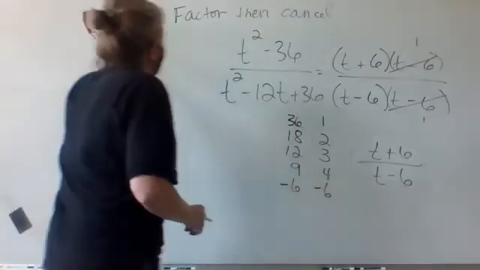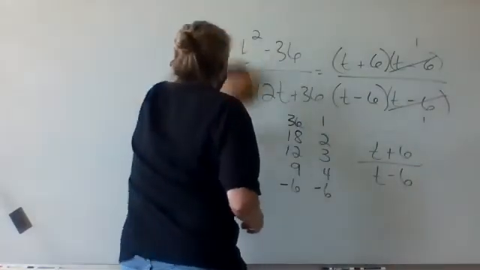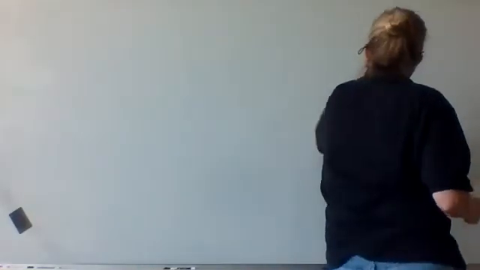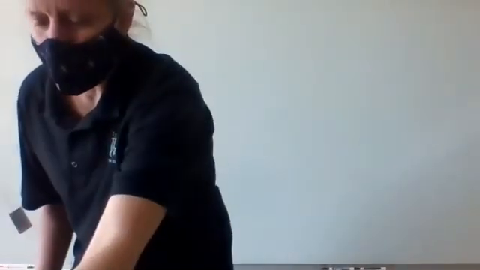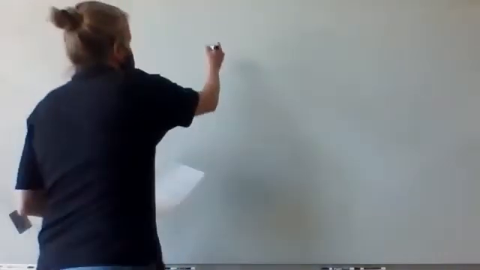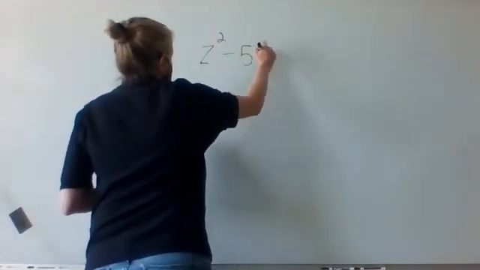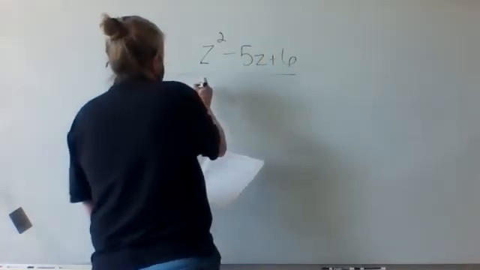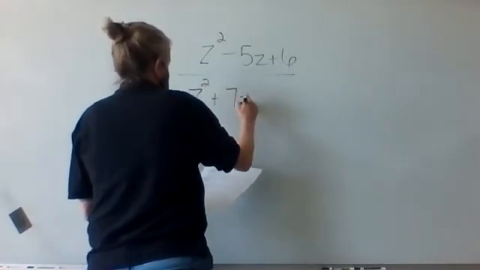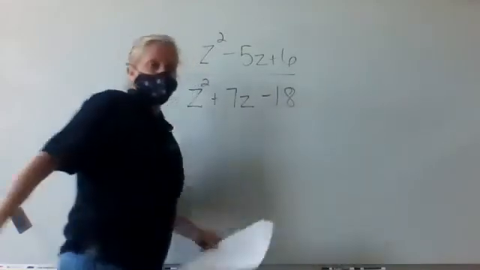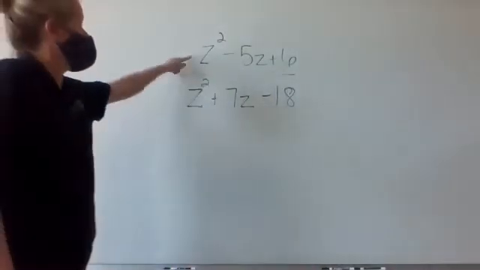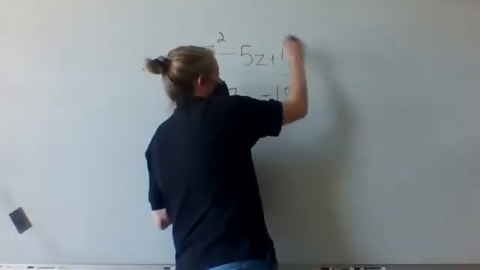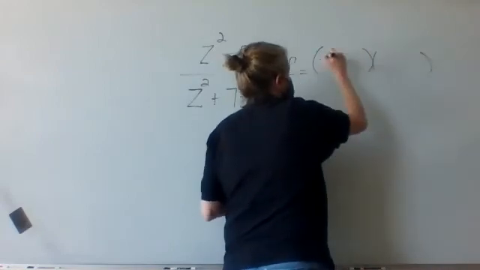All right, last one. Z squared minus 5z plus 6 over z squared plus 7z minus 18. This right here is probably one of the most missed trinomial factorings of all time. It starts off the same as the last one: z and z from z squared.